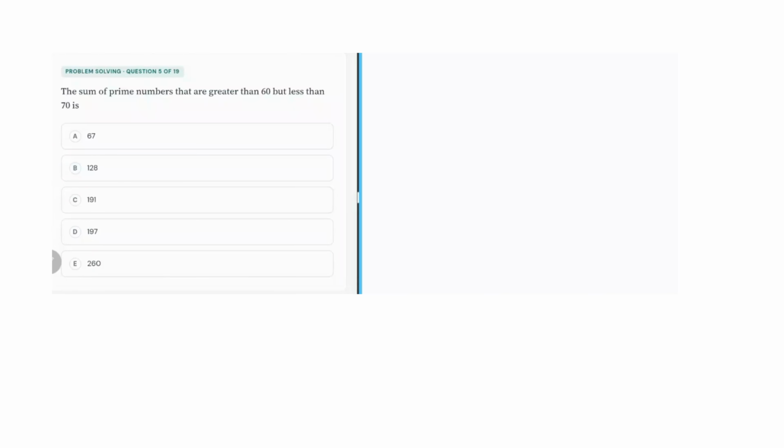Okay, so depending on how you started it, either prime numbers or a prime number. But for here, we are looking for all the prime numbers between 60 and 70. The only prime numbers between 60 and 70 are 61 and 67. If you add these two numbers together, it will give you 128. These are the only two numbers between 60 and 70. So 61 plus 67 is 128.